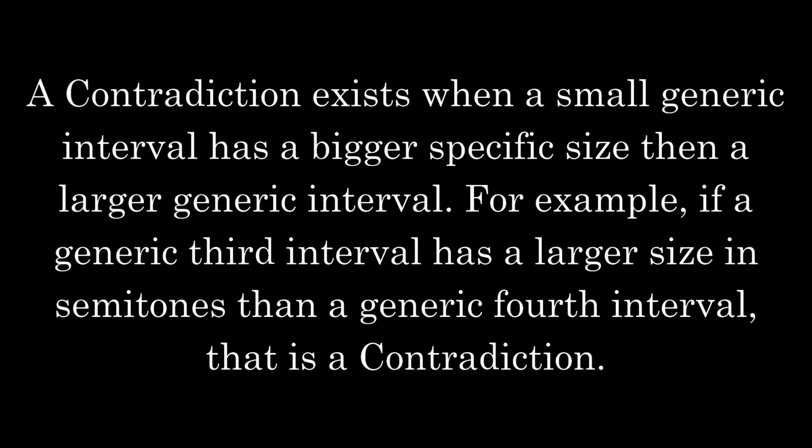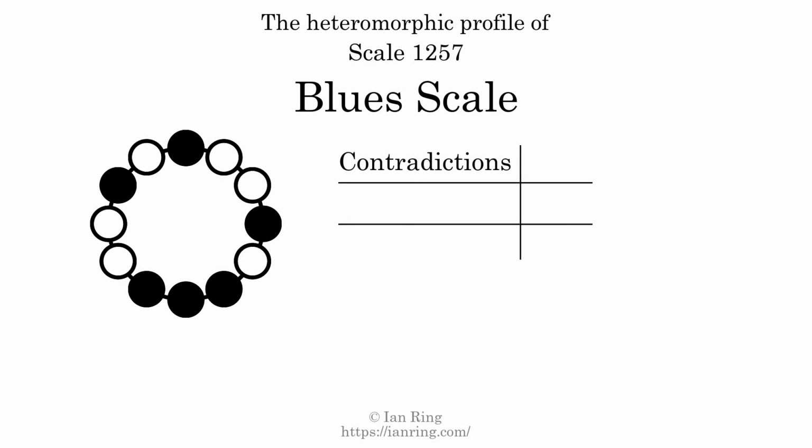A contradiction exists when a small generic interval has a bigger specific size than a larger generic interval. For example, if a generic third interval has a larger size in semitones than a generic fourth interval, that is a contradiction. The number of contradictions in this scale is 10.